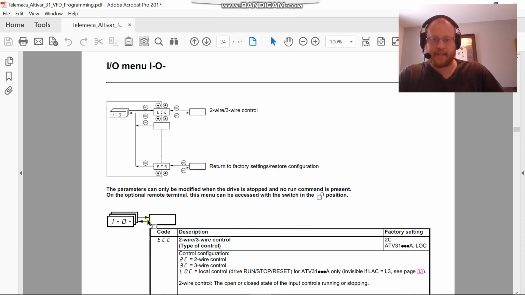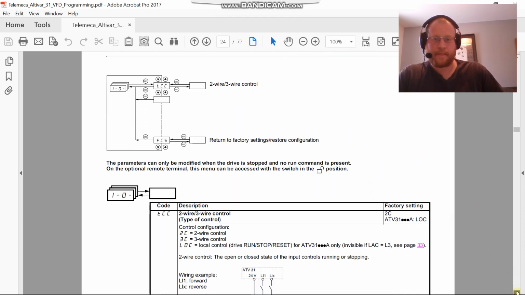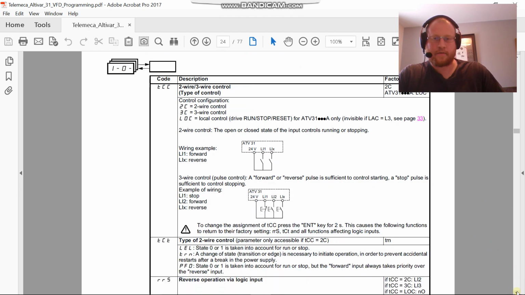Okay, now we're in our input and output menu. Here we have our type of control. We have 2-wire or 3-wire control. On the drive, we would go to TCC and push enter, and then we would be able to choose from 2-wire control or 3-wire control or local control.